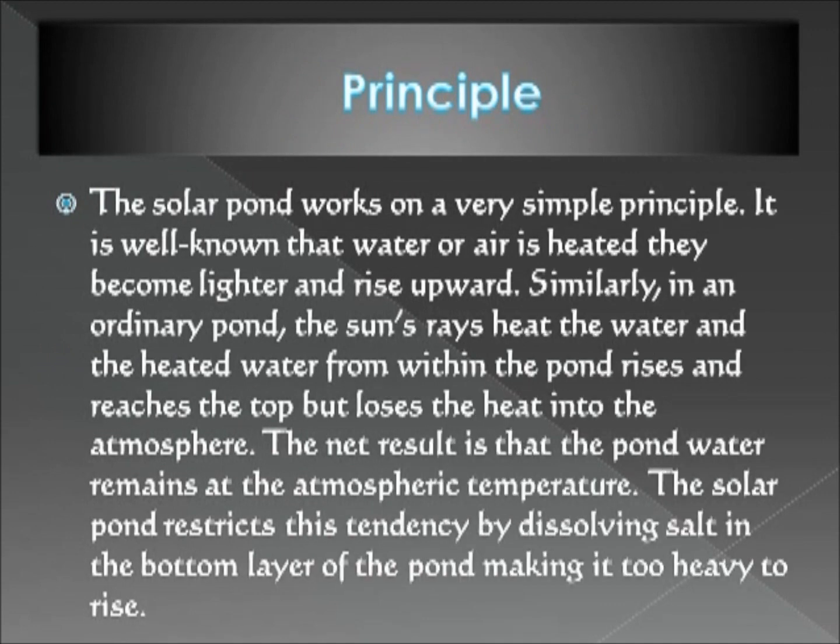Principle of solar pond. The solar pond works on a very simple principle. It is well known that water or air, when heated, becomes lighter and rises upward. Just take the example of an air balloon. Similarly, in an ordinary pond, the sun rays heat the water layers, and the heated water from within the pond rises and reaches the top, but loses the heat into the atmosphere. In fact, the heat is transferred from the system to the surroundings. The net result is that the pond water remains at the atmospheric temperature.